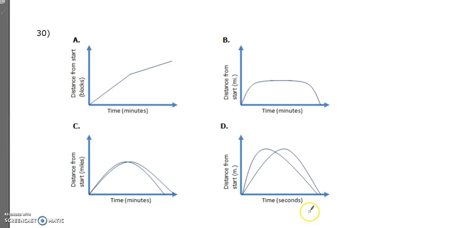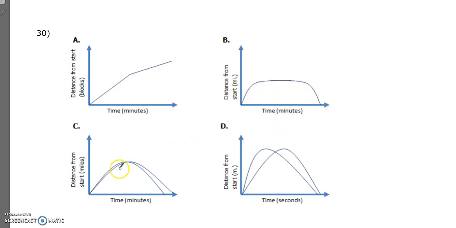Okay, so Cindy and Kelly are sprinting. So they're starting one place and they're returning. So this one, they're starting here, and this is the amount of distance from the start. So they're starting here, but they're not returning here, are they? So we know A's not it. This one, it looks like they're moving, but then here it looks like they've stopped because the distance again hasn't changed, and then they do return, but they've stopped. It doesn't say anything about them stopping.